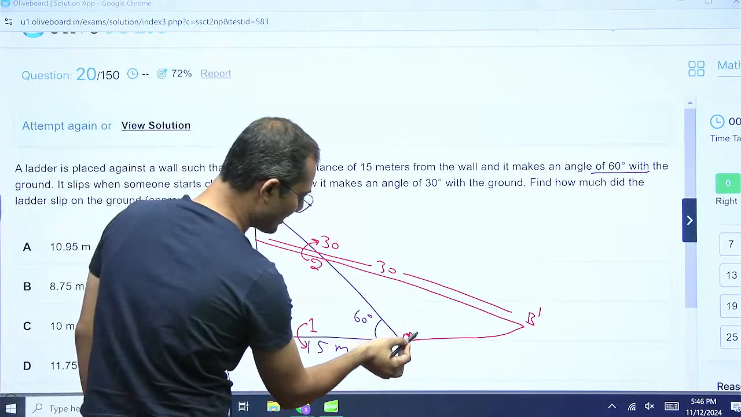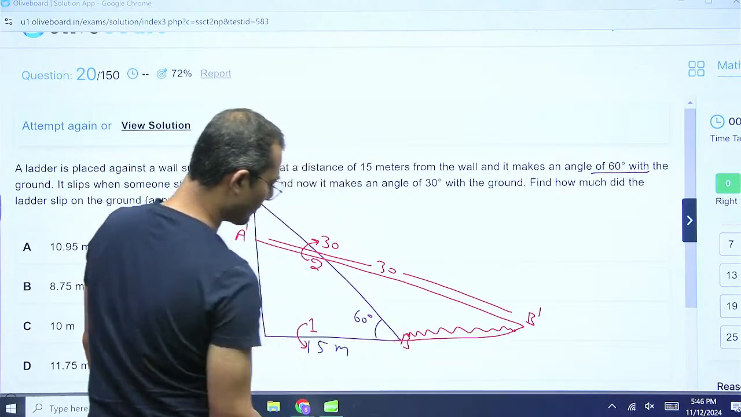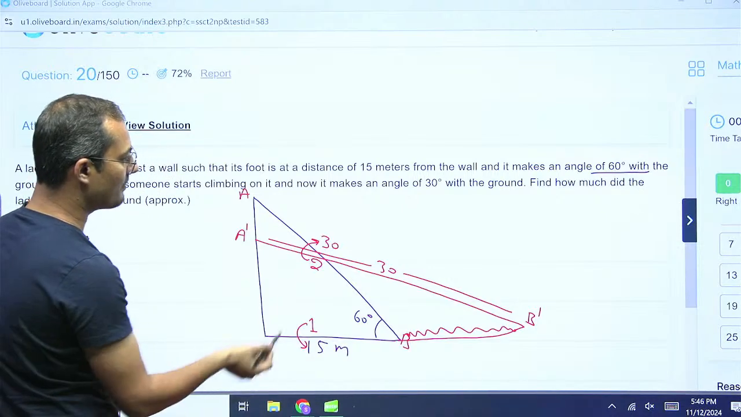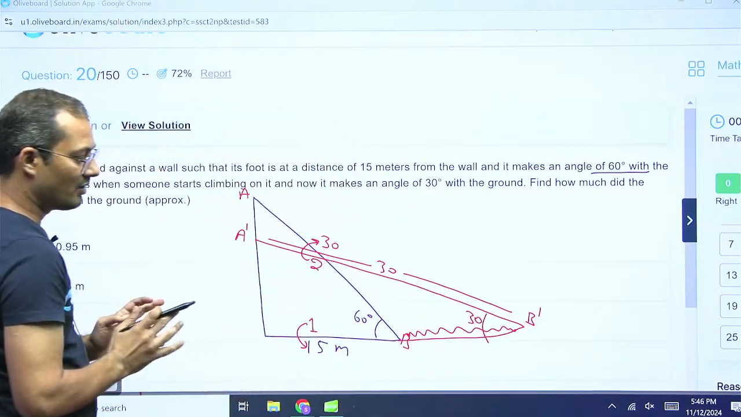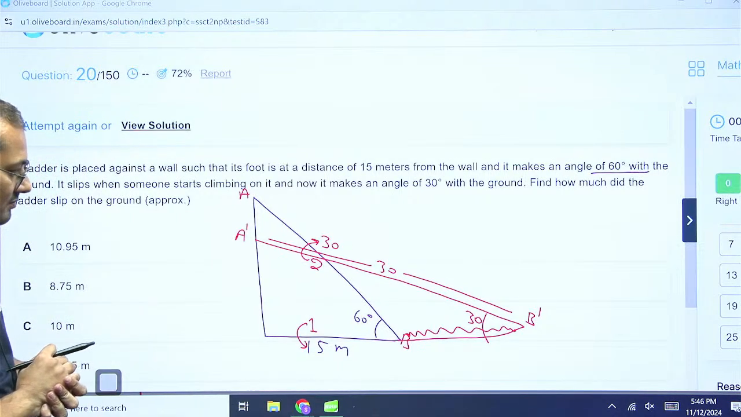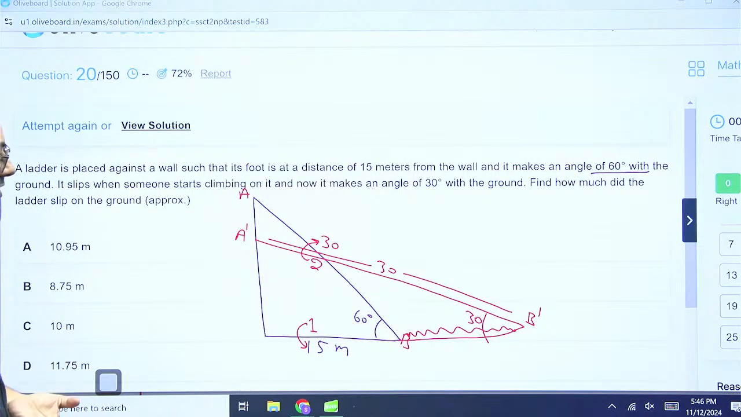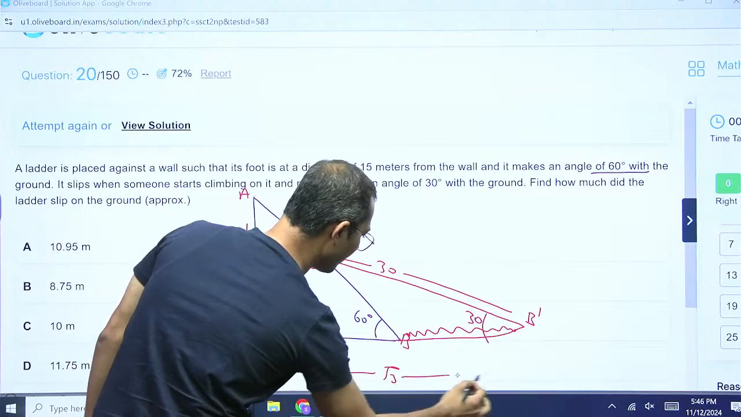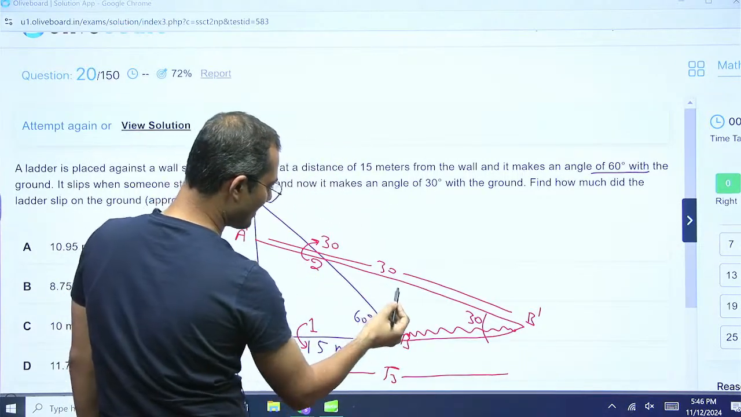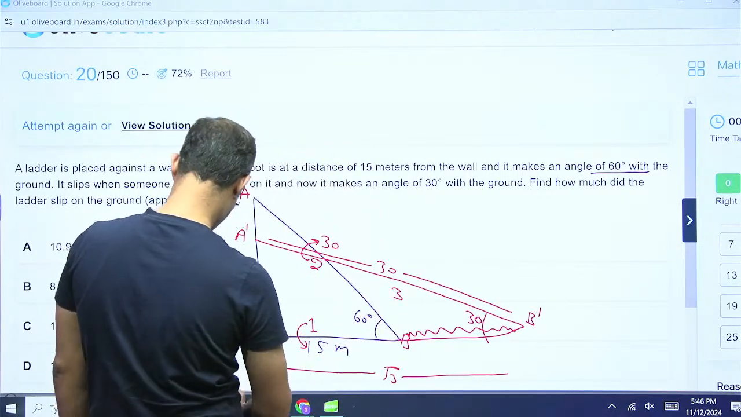Now we have to calculate the length of this much only. The angle is now 30 degrees. Now please tell me what is the value of cos 30. That is root 3 by 2. So we can say that the complete is root 3, right? And this is 2.